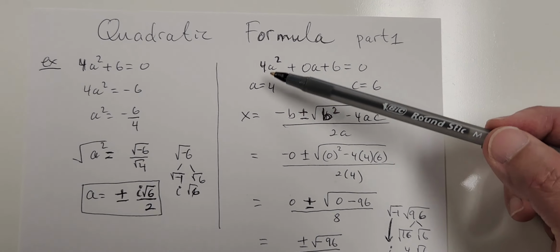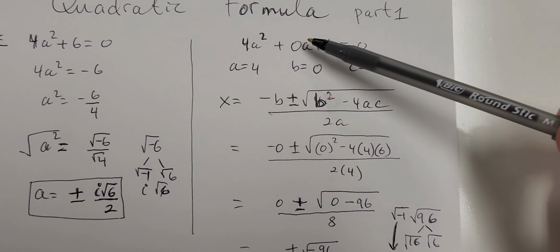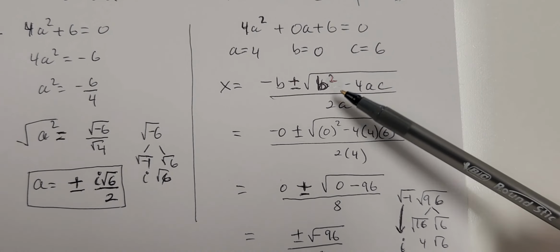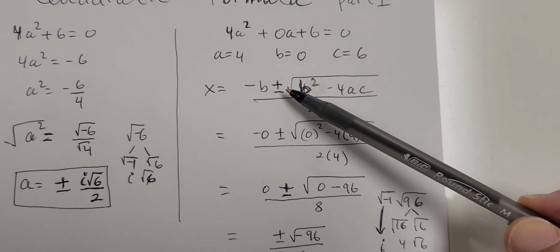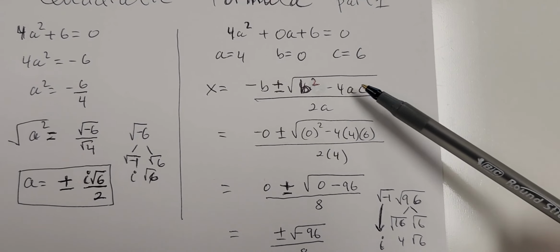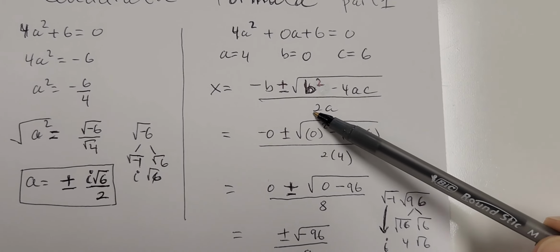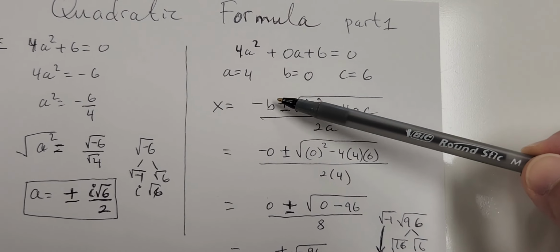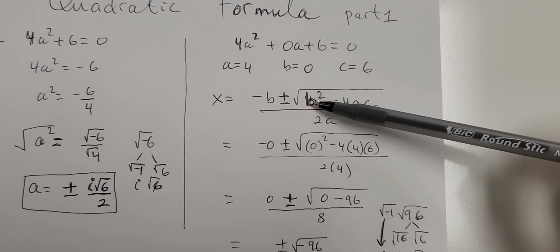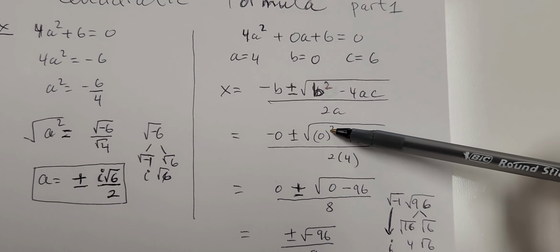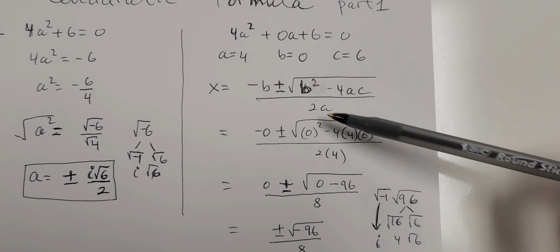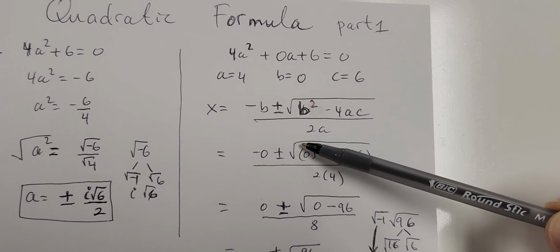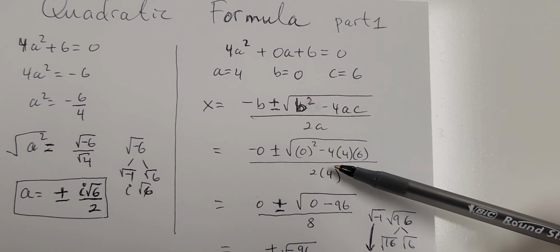Okay, so a is 4, b is 0, c is 6. And this is my quadratic formula: negative b plus or minus the square root of b squared minus 4ac, all over 2a. So I'll just plug it in. b is 0, so there's my 0. b right here, 0 squared. 4, a is also 4, c is also 6. And then divided by 2 times a, which is also 4.